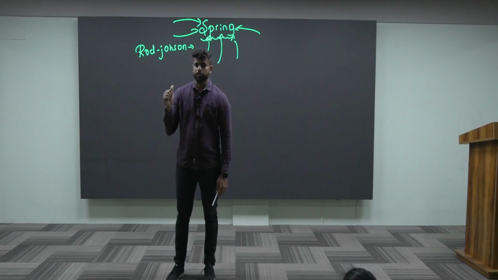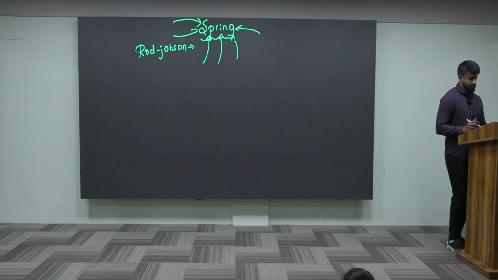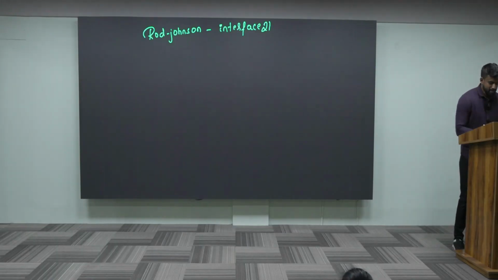Your Spring belongs to one company. Do you know which company that is? No. That is why we are sitting here, sir. Okay. Actually, this Rod Johnson was a developer in a company known as Interface 21. What is the name of the company? Interface 21, and it has nothing to do with the interfaces of Java. Interface 21 was the name of the company. During his time at Interface 21, he released the Spring framework.